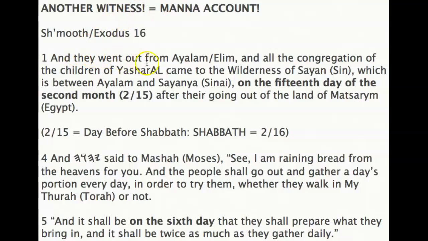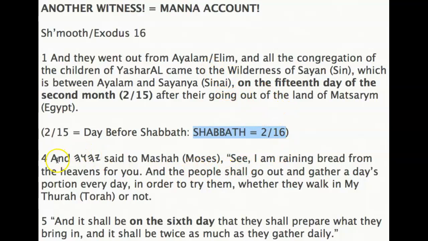It says here, "And they went out from Ayalam," or commonly known as Elam, "and all the congregation of the children of Yasharal came to the wilderness of Sayan," or Sin, which is between Ayalam and Sayanya, or Sinai, on the 15th day of the second month, after they're going out of the land of Matsarium, or Egypt. Now, according to the Enoch calendar, as we just looked at the chart, 215, or the 15th day of the second month, is the day before Shabbat, and Shabbat is on 216, which is a week before 223 in this calendar.